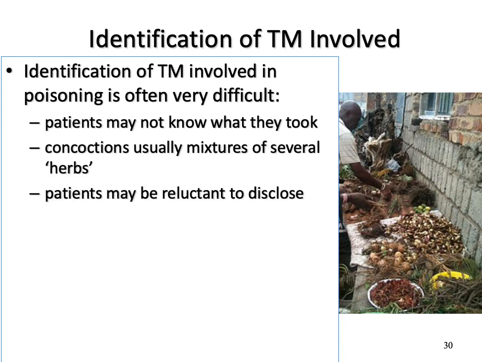And then also, the concoctions are usually mixtures of several herbs. So it makes it very difficult to actually know which one of the herbs was responsible for the toxic effects being seen. Maybe there's a synergistic effect. Maybe there's some potentiation which is occurring. Maybe there's an additive effect which is actually occurring.